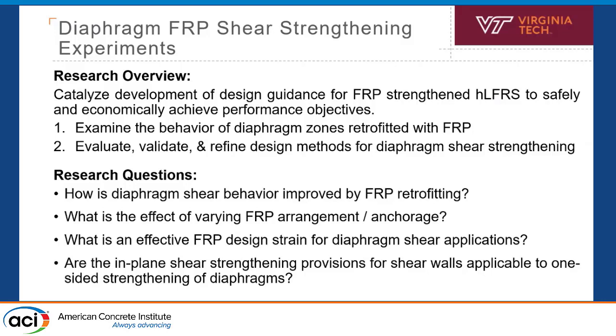What's the behavior like? What's the effect of varying your FRP arrangement? What I mean by that is using different widths of strips, using different thicknesses of fabric, anchoring your fabrics differently. End anchorage, intermediate anchors, how you're anchoring this plays a big role in what you get out of the performance. What is an effective design strain? This is a big one. This is the big thing in this presentation. If you get nothing else out of me blabbing, this is what you need to remember. What is that design strain you're going off of? Is it 0.004? Is it 0.0015? Let's talk about it in a little bit.